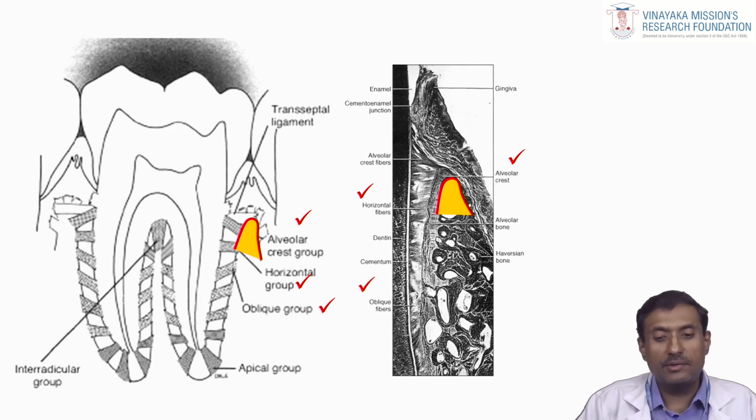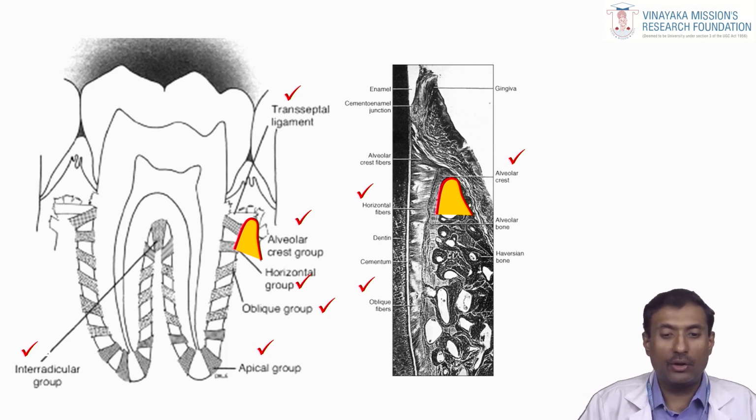The next set of fibers are the oblique fibers. Again, based on the direction, they are called oblique. The next set of fibers are apical, a group of fibers present in the apex of the tooth. And in the case of multi-rooted teeth, we have the interradicular fibers. The last set of fibers, which we will see in the next gingival set of fibers, are transeptal fibers.